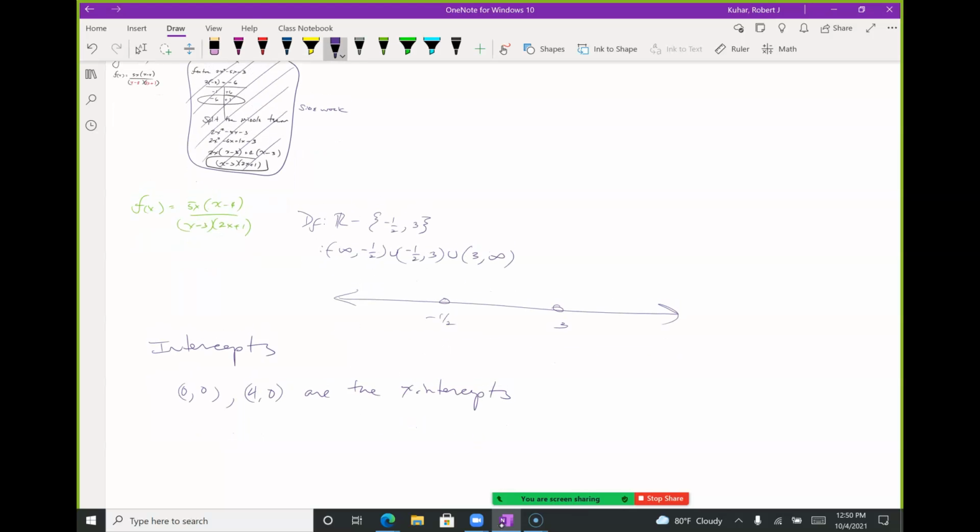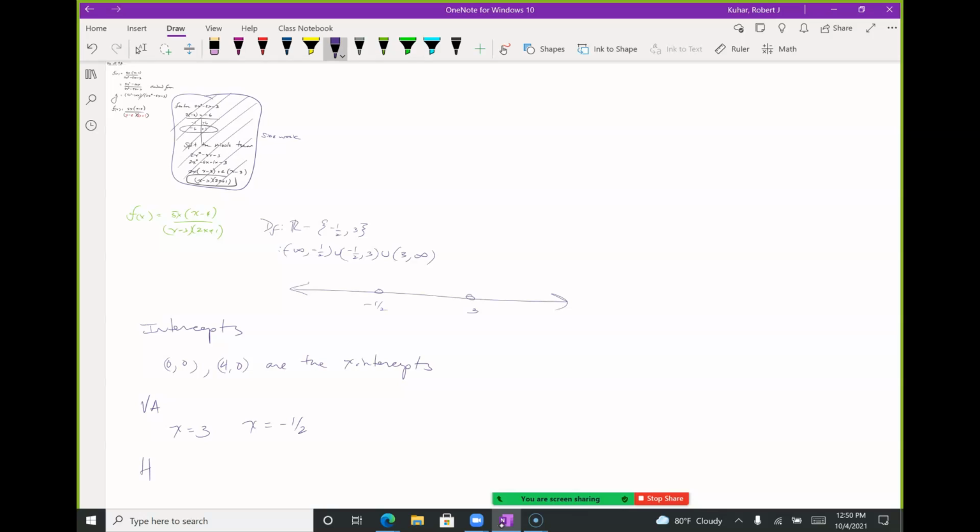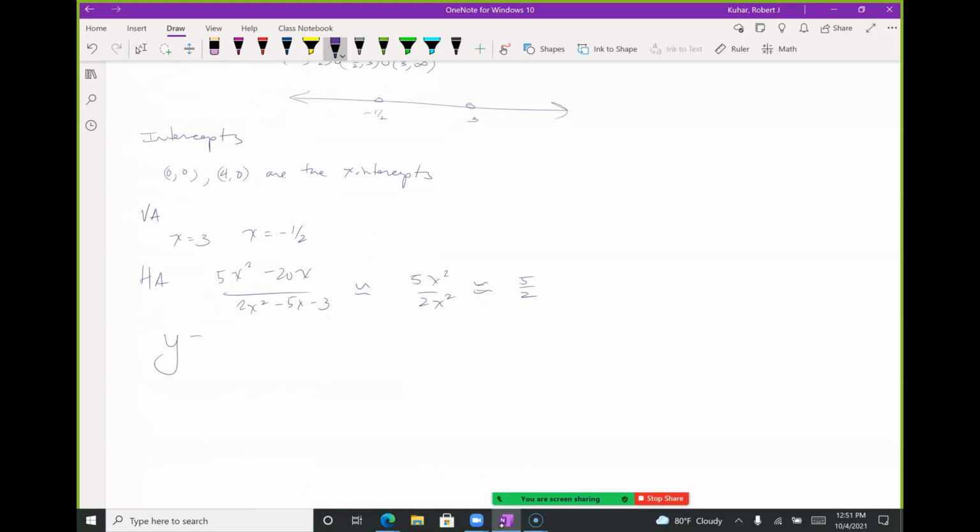What about my VAs, my vertical asymptotes? Well, that's x equals 3 and x equals minus 1/2. That's whenever the denominator is 0, but the numerator is not. Horizontal asymptote, long run. I want to look at my standard form here, right? What do I get? 5x squared minus 20x over 2x squared minus 5x minus 3. So that really behaves like 5x squared over 2x squared, which is 5 over 2. So y equals 5 over 2 is my HA.